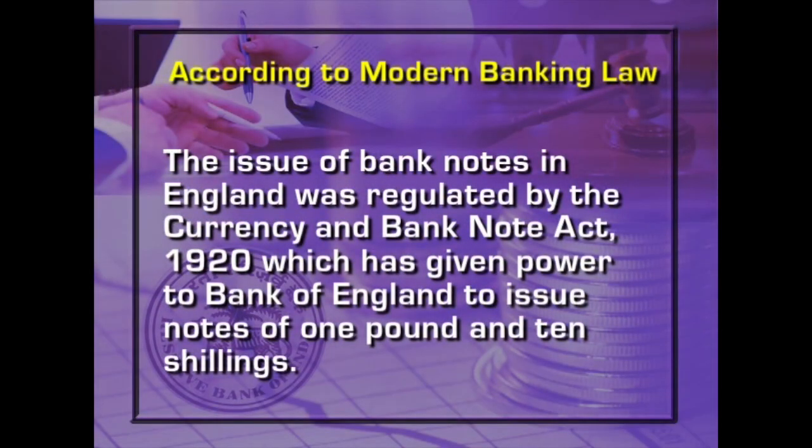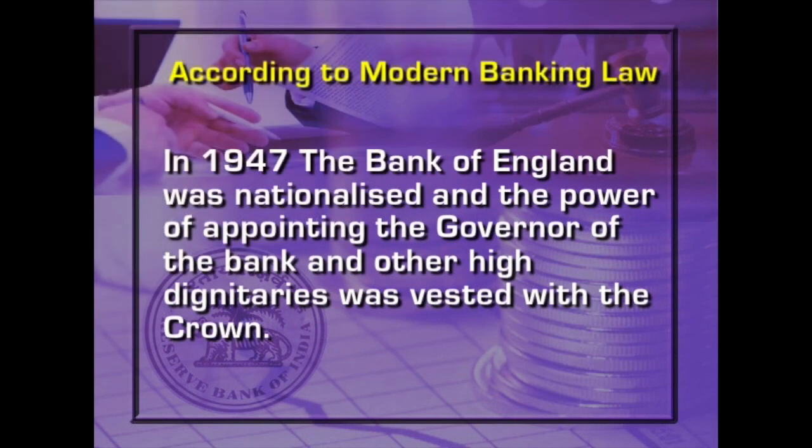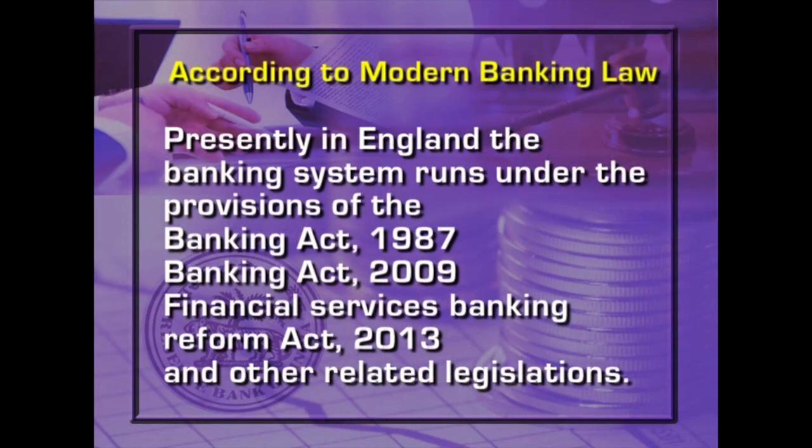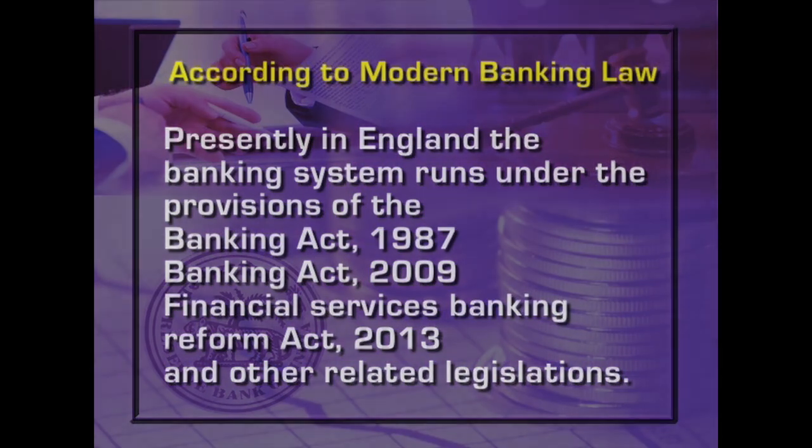Later on, the issue of banknotes in England was regulated by the Currency and Banknote Act 1920, which has given power to Bank of England to issue notes of £1 and 10 shillings. In 1947, the Bank of England was nationalized, and the power of appointing the governor of the bank and other high dignitaries was vested with the Crown. Presently in England, the banking system runs under the provisions of the Banking Act 1987, Banking Act 2009, Financial Services Banking Reform Act 2013, and other related legislations.